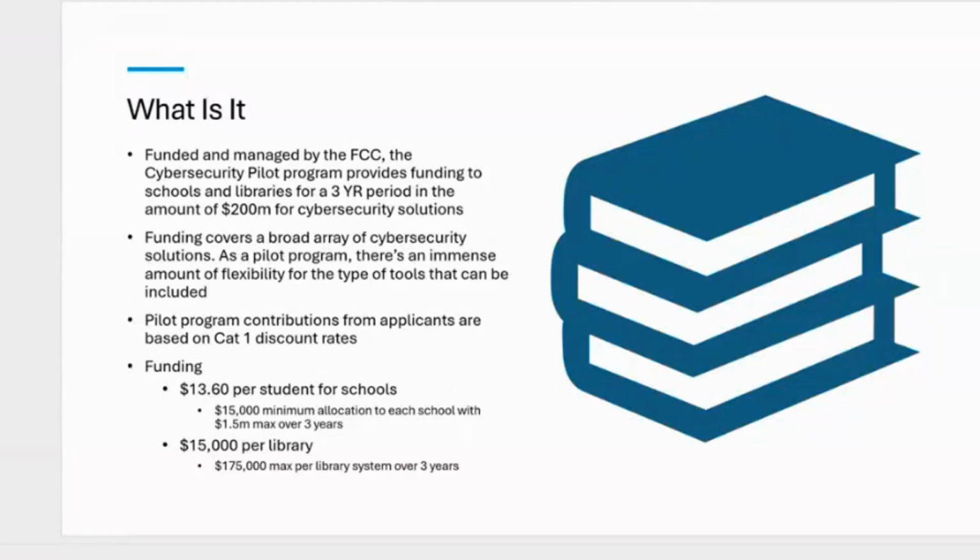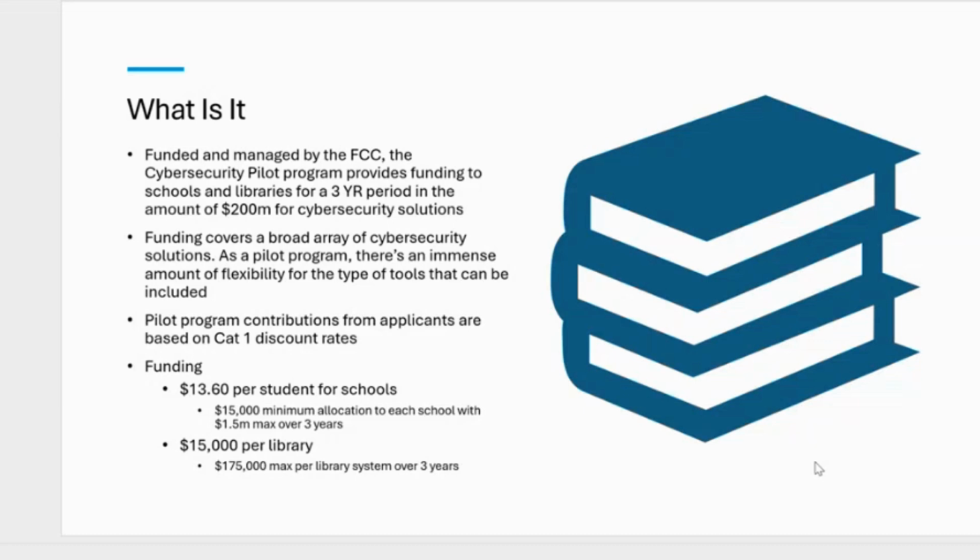As of right now, the contribution for each individual applicant is going to be based on the Cat 1 discount rates. Whether or not that changes or there's further clarification provided, we have seen some things from the FCC, and there was a question as to whether or not this would be the final and official determination of how discount rates would be applied. As of right now, this is the best data that we have so far.